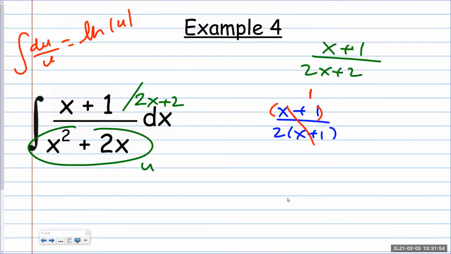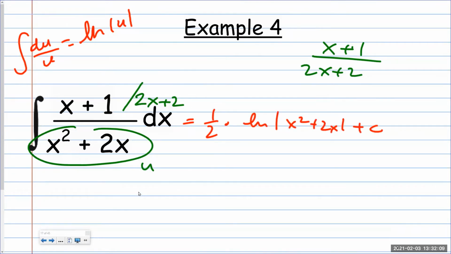So what's left over, guys, again? 1/2. It's not 2. Is everybody good with that? 1/2 is what's left over. So this becomes 1/2 times the ln of the entire bottom. So that means this only works when the entire bottom is my u and the x's canceled out, okay?